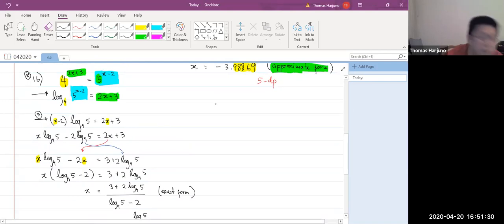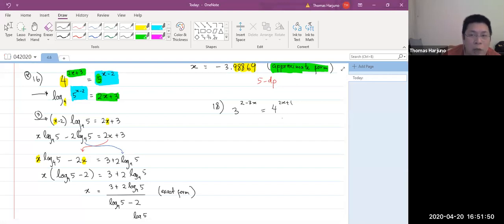Number 18, 3 to the 2 minus 3x equals 4 to the 2x plus 1. I will show you how to do base 10 later on, but for now, you can choose. After you're done with number 16, how to find the approximate form, I want you to do number 18 in exact form and then in approximate form. I think for number 18, you may want to use base 3. You can also use base 4, either one.